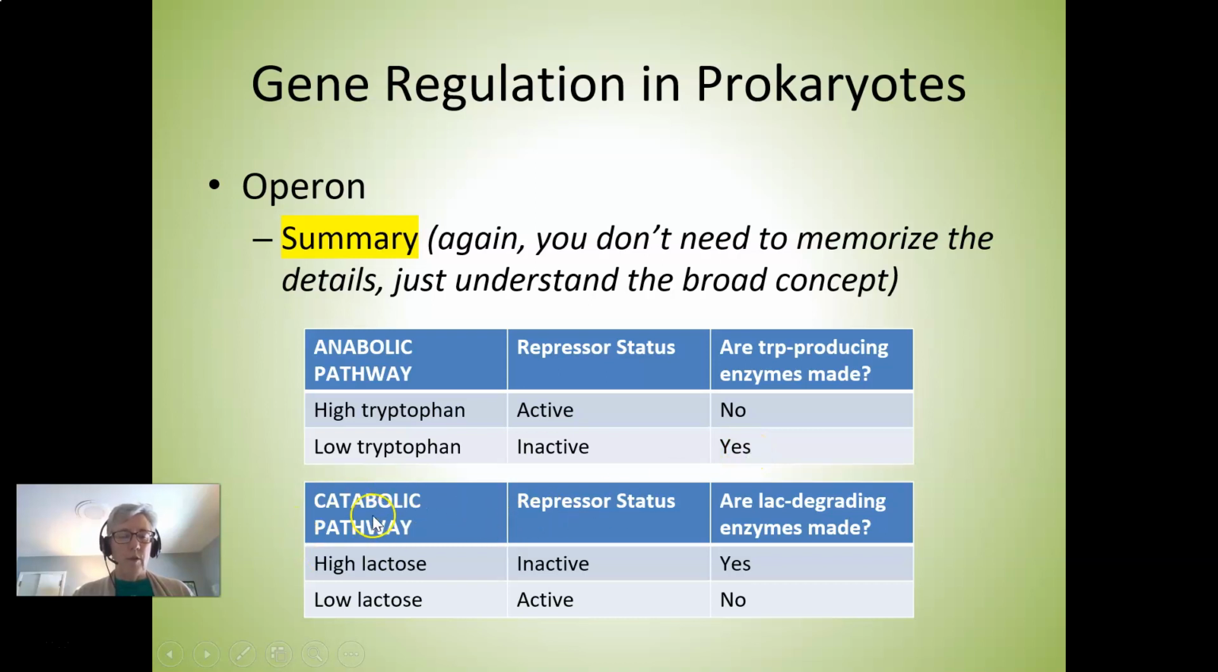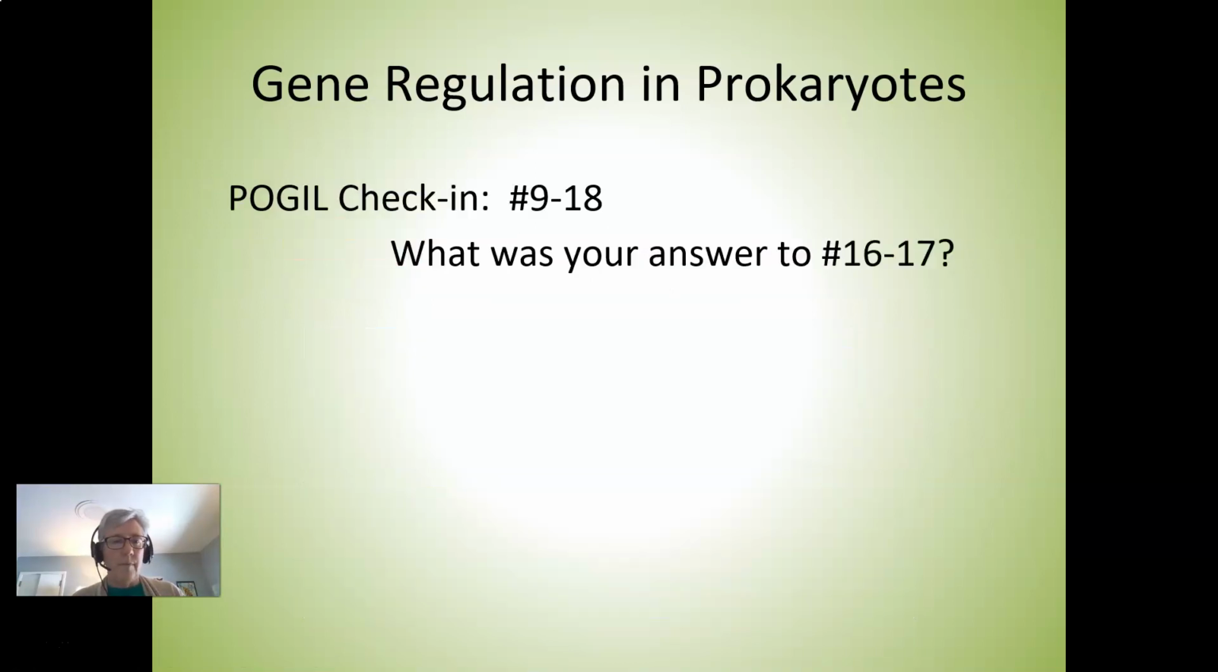Okay, catabolic means you're breaking something down. So the job of the lac operon is to break down lactose. Okay, so if you have a catabolic pathway, in this case we'll say the lac operon, high lactose is going to turn off the repressor because we want transcription to happen. We want those lactose degrading enzymes to get made. Okay, and with low lactose, the repressor will be turned on because we don't want to make those. Okay, so make sure you think this through and understand the difference between an inducible operon and a repressible operon, okay?